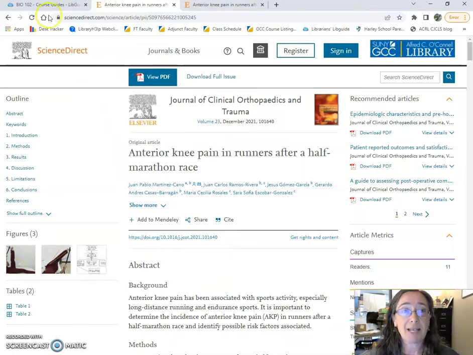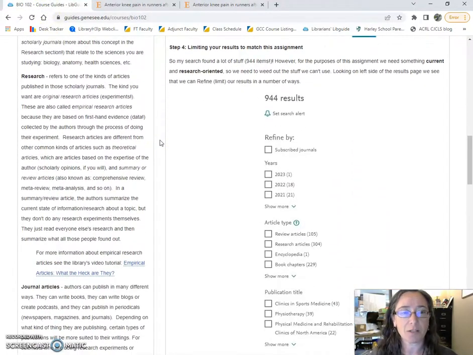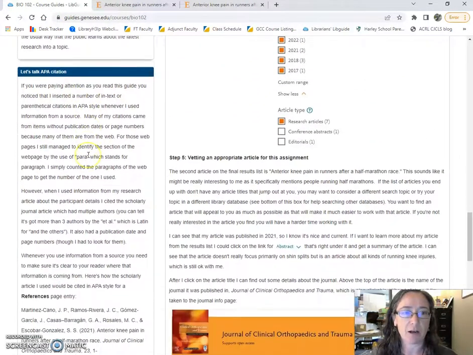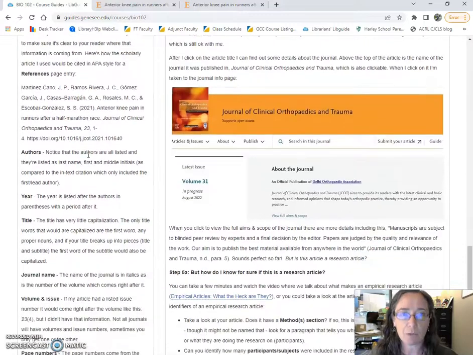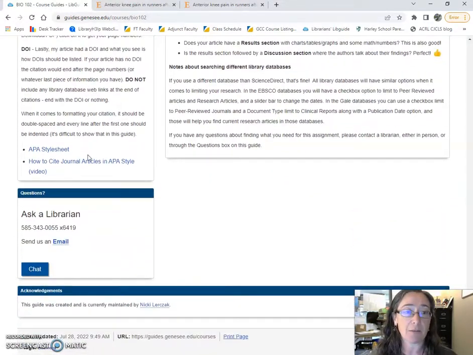When it comes to citation, on that guide, down at the bottom, near where the video was, I do talk about APA citation. So here, let's talk APA citation. And I do go into some detail about formatting and details that you need. I link us out to the APA style sheet, which is our guide, as well as a video.